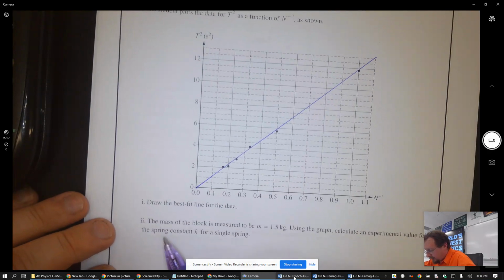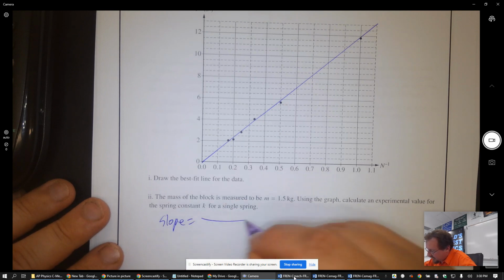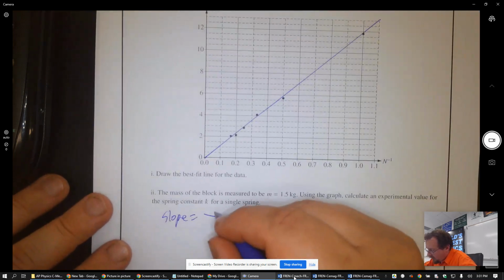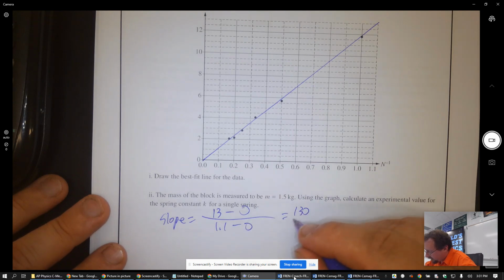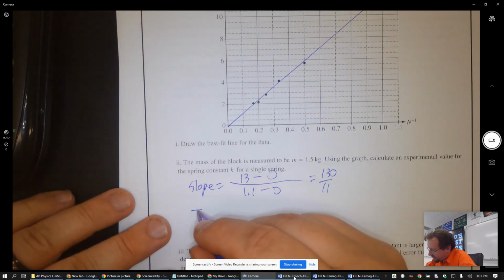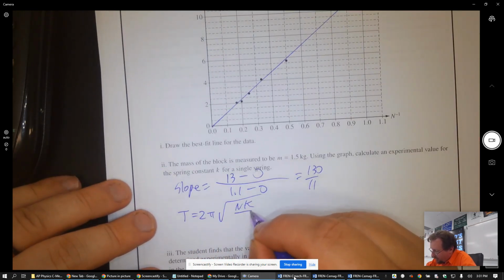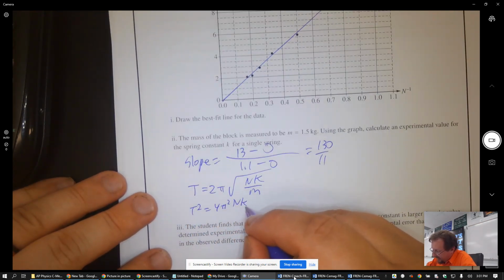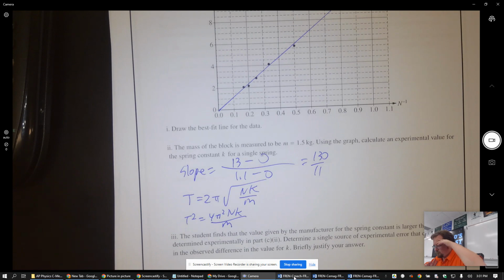Draw the best fit line, use the mass of the block, get the value of the K. Okay, so I'm going to say the slope of this looks like, is that 13? That would be 13 minus 0 over 1.1 minus 0. So it's whatever 130 over 11 is. I don't honestly care. All right, T squared versus N. That's so nice of them. T squared will be 4 pi squared M over K times N, which means, why do I have a problem with this?